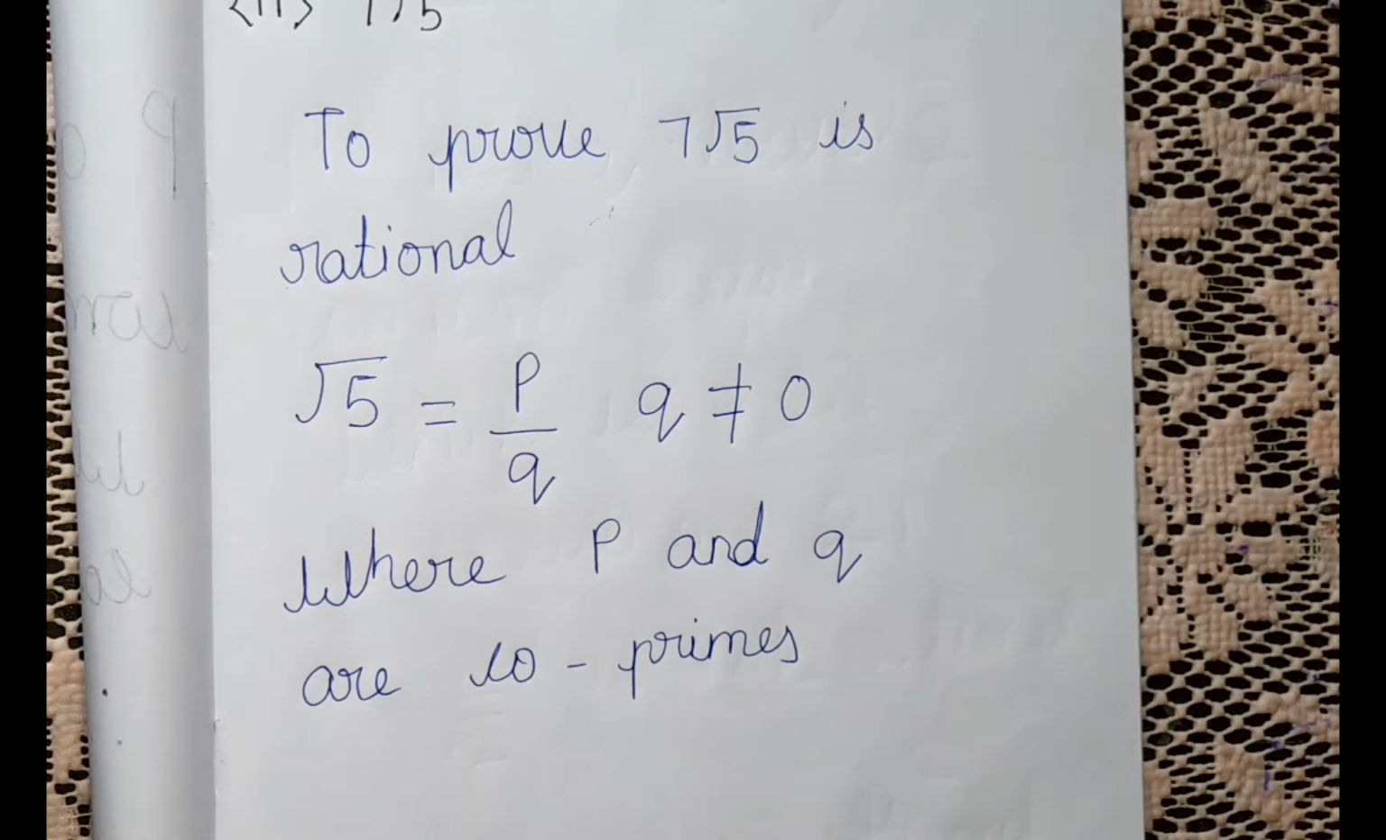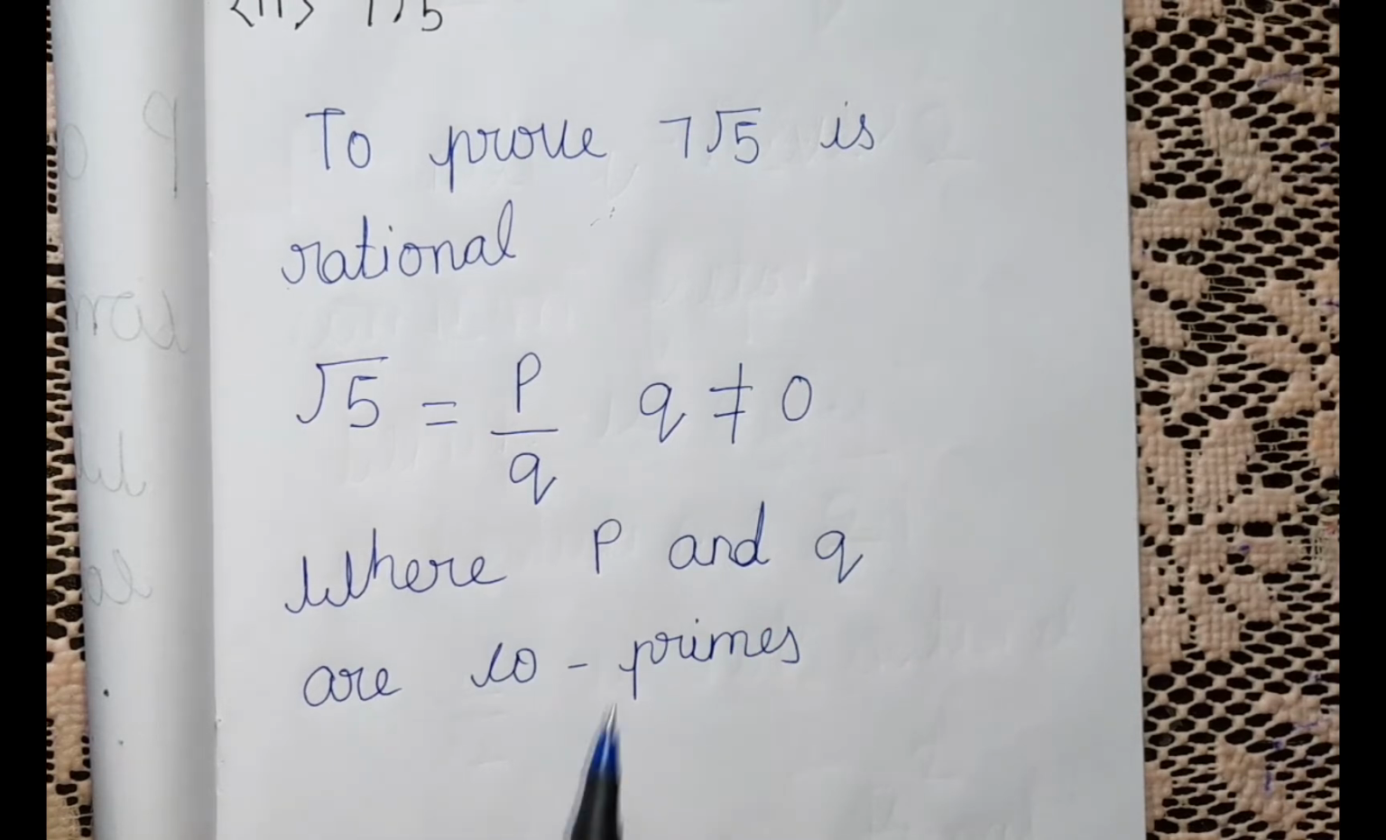I had already uploaded what co-primes are in exercise 1.3, first question. Let me just say here what co-primes are. Co-primes means that we don't have any common HCF other than 1. So 1 is the HCF, and the numbers are co-primes. So we wrote where p and q are co-primes.